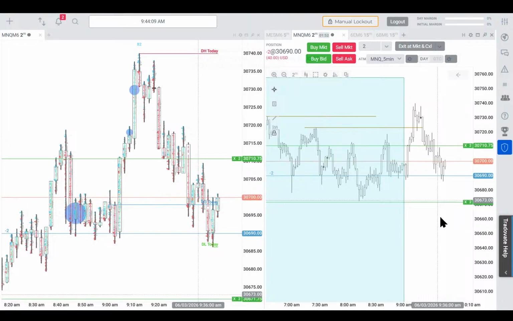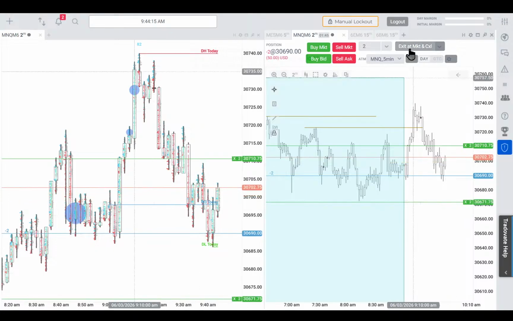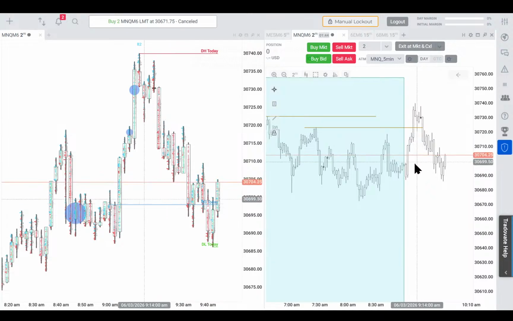2 contracts running to the lower created target. Actually, it went lower. We need to kill it. Order filled. Yeah, 1 second.